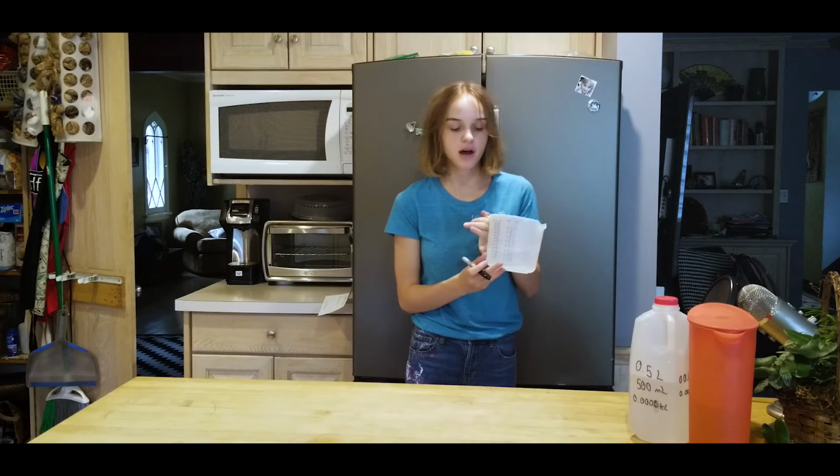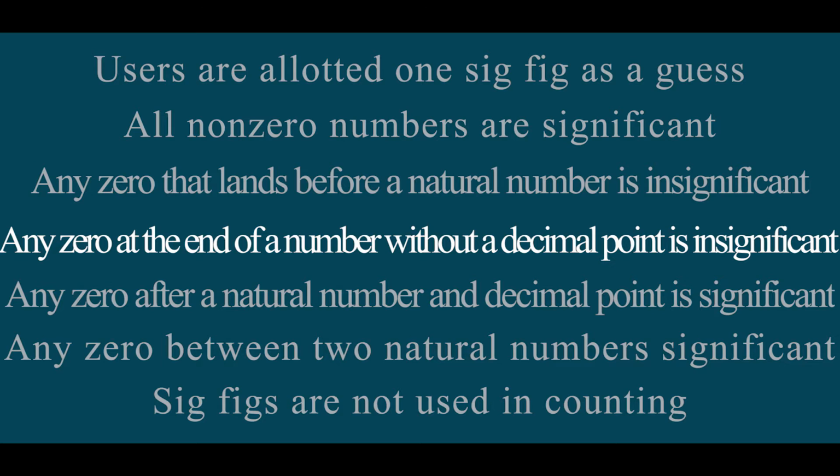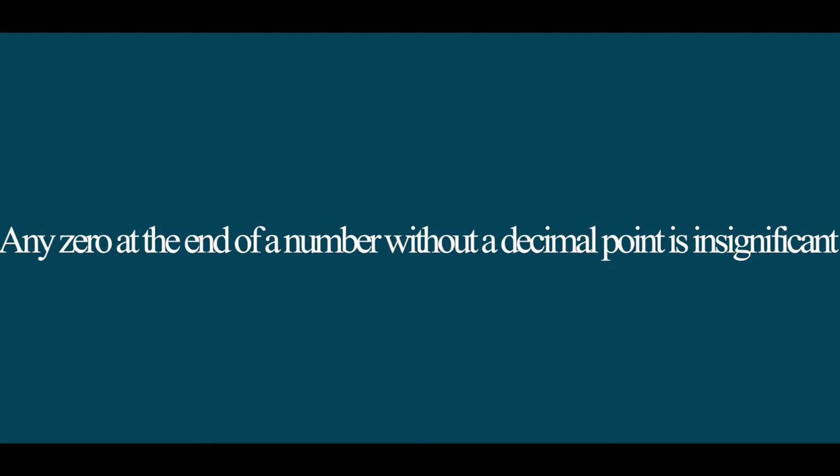For example, on here it says 0.05 liters. And that seems like it's more specific, but it's really not. It would be no different than if it just said 50 milliliters. Those zeros make no difference, since it's pretty much just a change of units that makes it have those more decimal places. Any zero at the end of a number without a decimal point is insignificant.